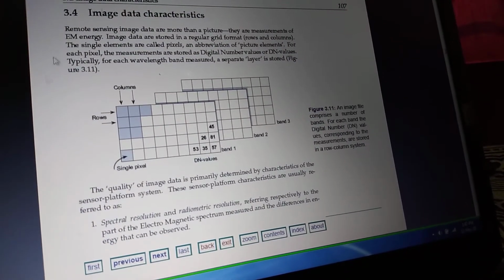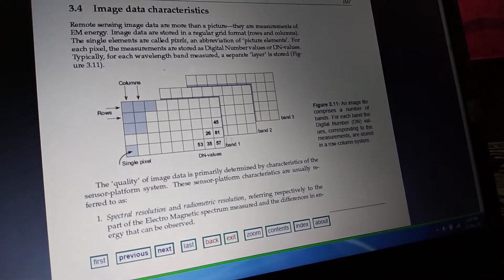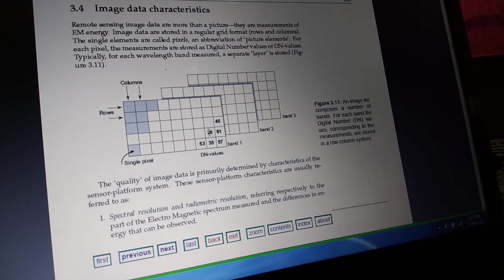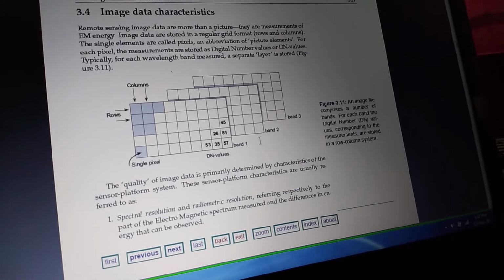If you see this particular figure, you will find, depending upon the columns and rows, different types of DN values are provided. 45, 26, 81, different DN values are provided, for example, in this particular picture.